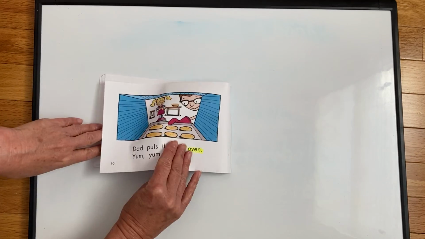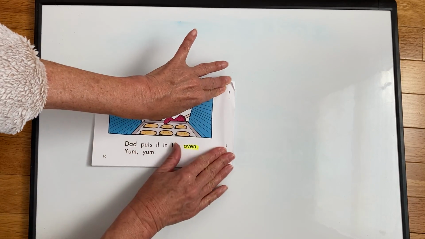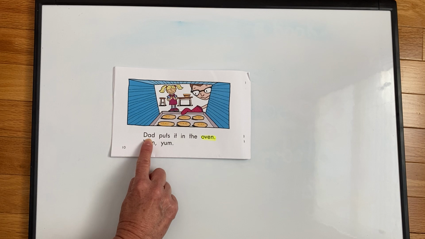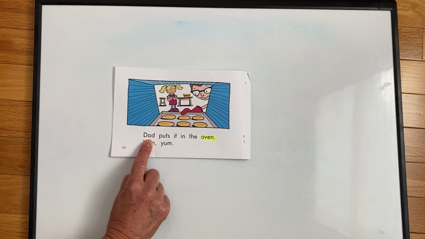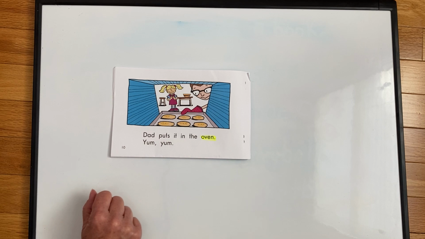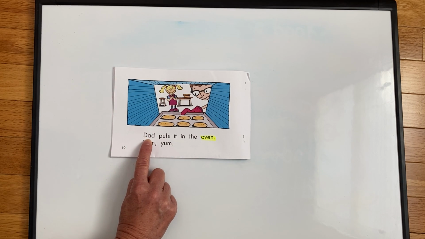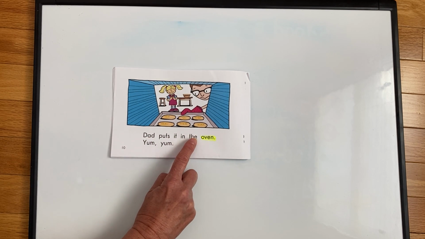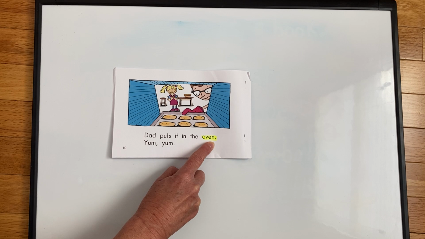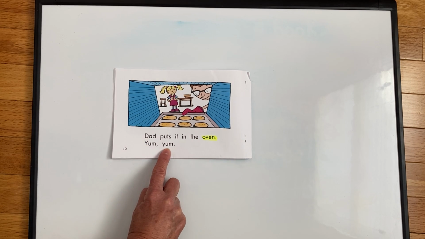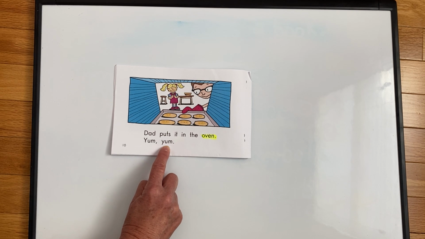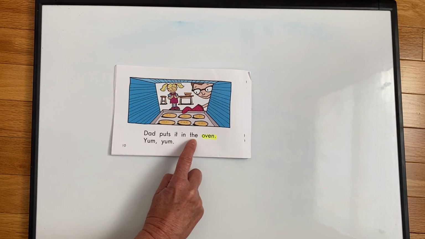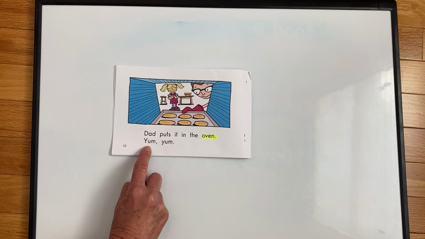All right, last page. This one's a little different because the words are a little different. So let's read it together before we underline our naming part and telling part. Finger under Dad. Dad puts it in the oven. Yum, yum. Okay, let's read it one more time. Dad puts it in the oven. Yum, yum.